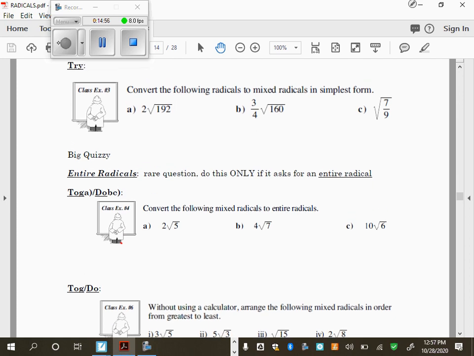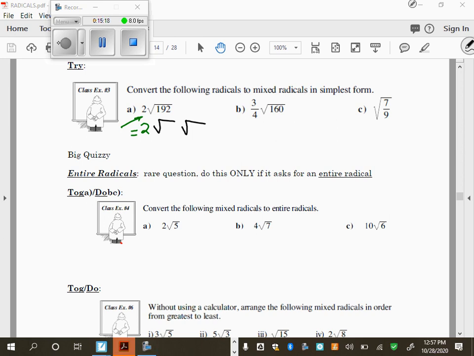Okay, we're going to try these to introduce what's coming up next, and it's not a big deal. It's just, this is the first time we've had a number in front of the radical. When we have a number in front of the radical, we just leave it. Even though we see it first, we don't do it first, we do it last. So we just continue to split up the radical.